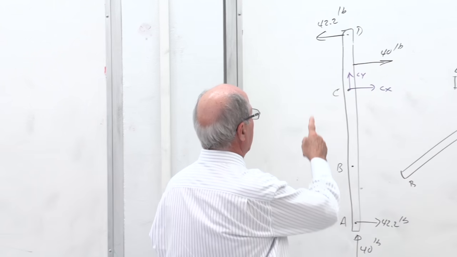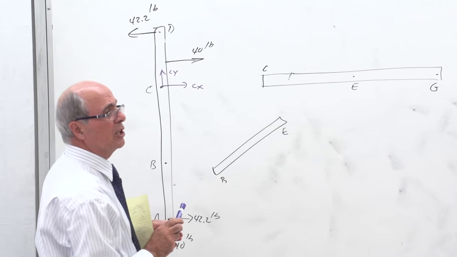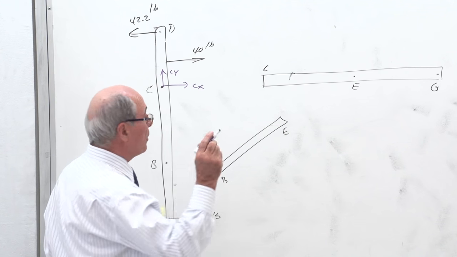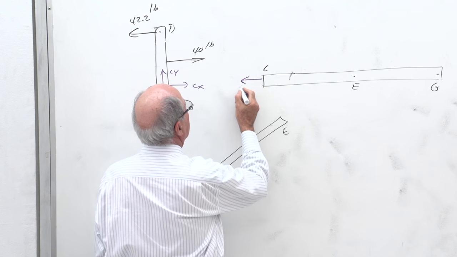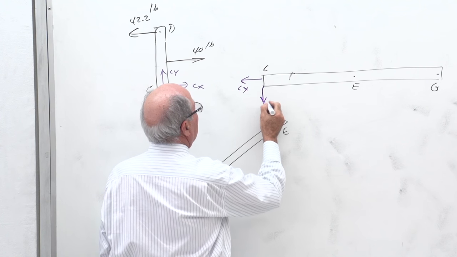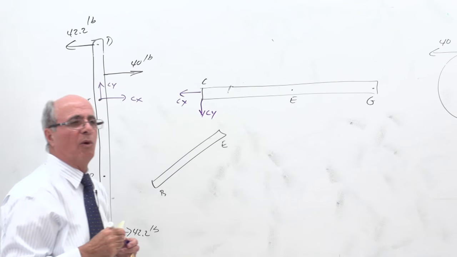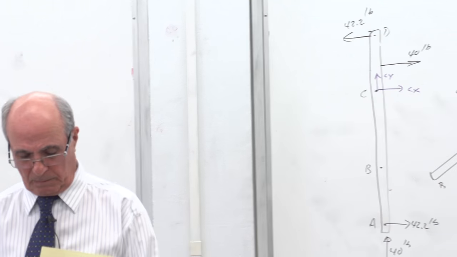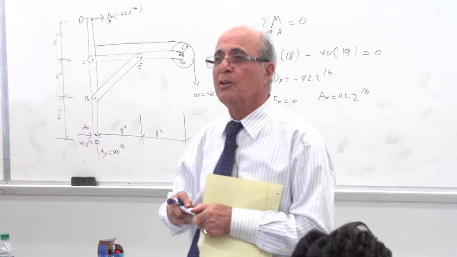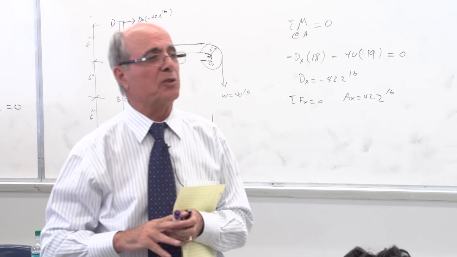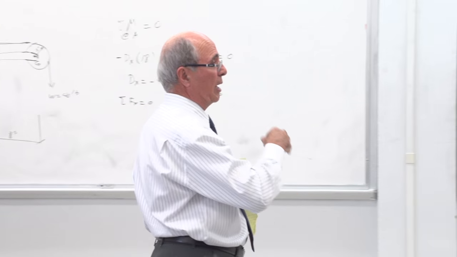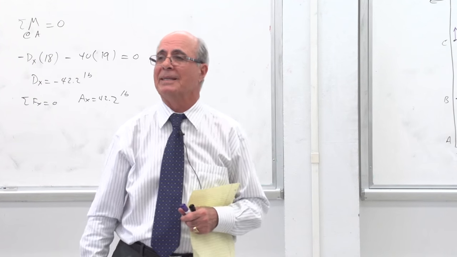So at C, we decided to have CX and CY. On the other side, I should put CX and CY equal and opposite. Please do not forget that. This is CX and that is CY. What should I put on the member at B? BX and BY? No. This is a two force member? If you put BX and BY, it's still solvable, but you have to go through twice as much math.